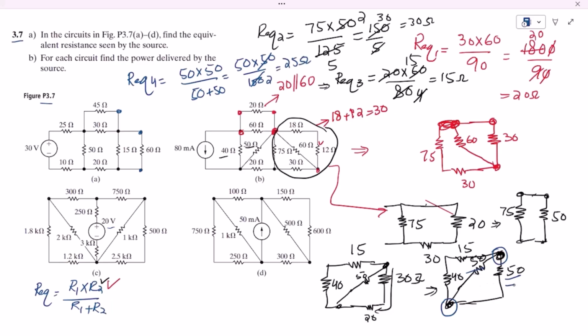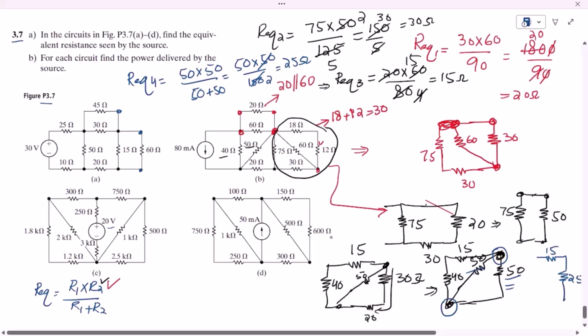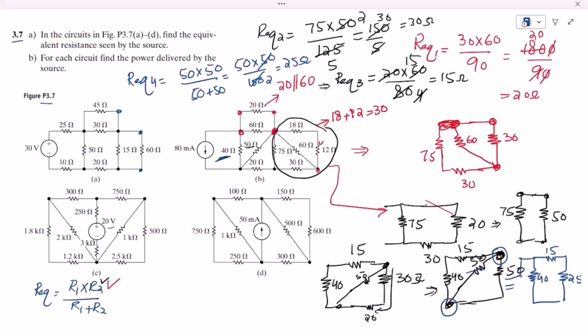So therefore it is now 15, and the equivalent of them is 25. The other resistor, which is this one, is 40 ohm. The source is connected with it, so these two are in series. So 15 plus 25 is 40, so let me draw it here.